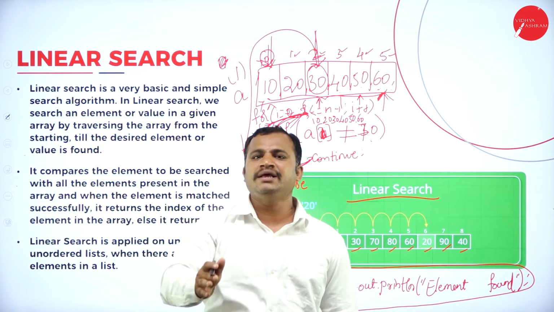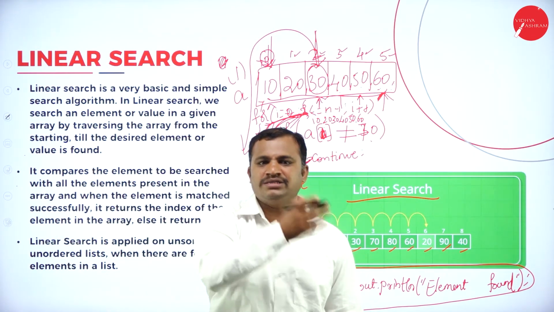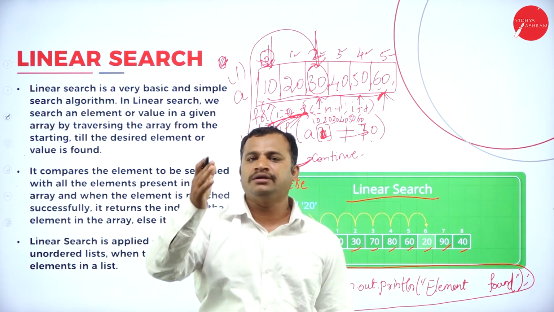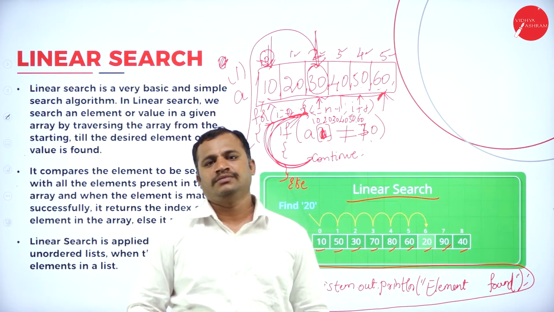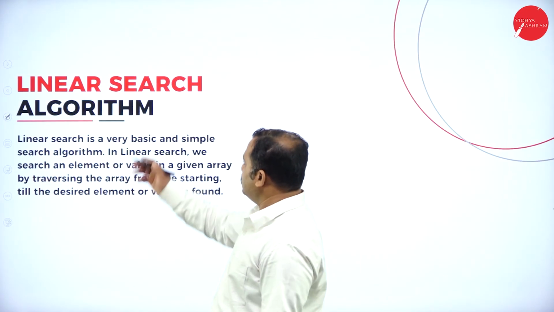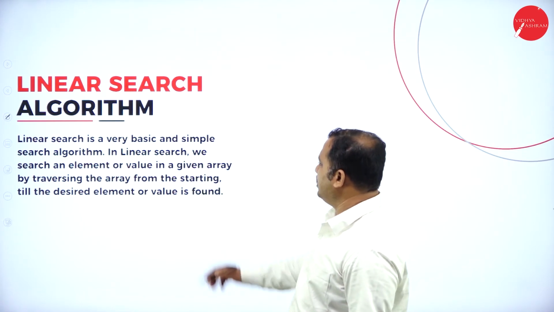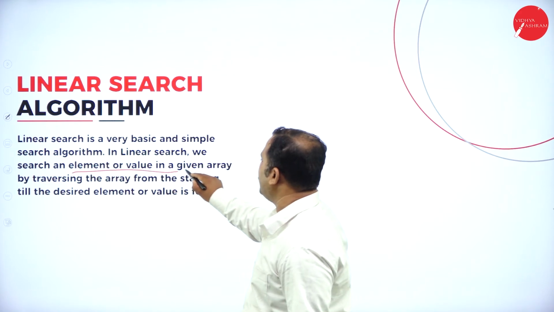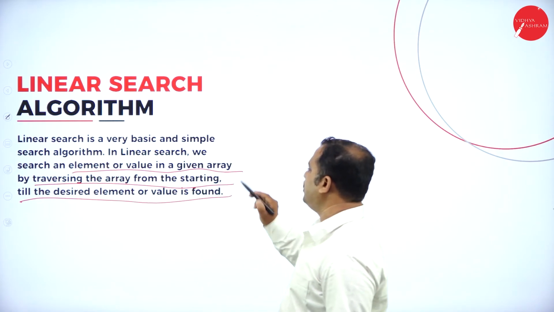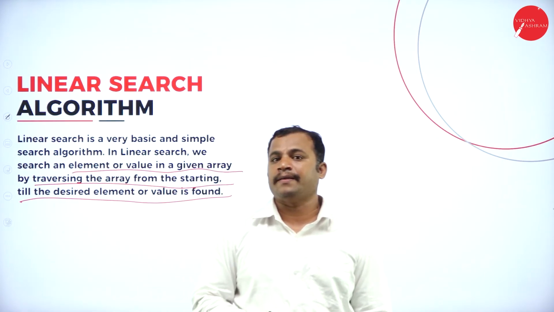The linear search criteria is always that it searches from the first position to the last position. If the element is found during the search operation, it says that the element is found, else it says that the element is not found in the list. That is the concept you are going to find out in linear search. Linear search is again a very basic and simple search algorithm. In linear search, we search for an element or value in a given array by traversing the array from the starting till the desired element or value is found, that is from the first position to the last position of an array.